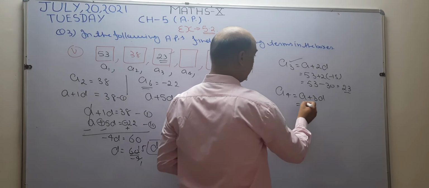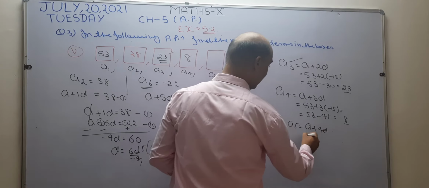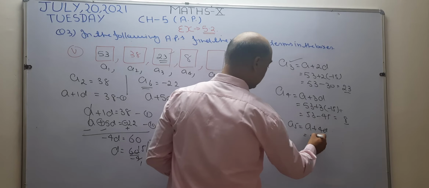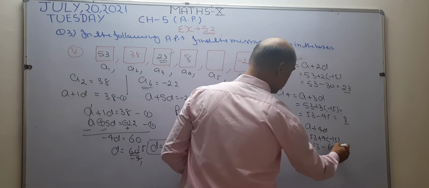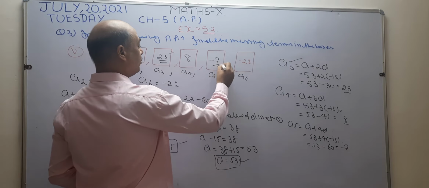Okay. Now the last value we have to check is its fifth term. To find the fifth term, the formula is A plus 4D. The value of A is given as 53, 4, and the value of D is minus 15. 53 plus 4 times minus 15: 4 fifteens are 60. So this becomes minus 7. So the fifth term of the AP is minus 7. So these are the required missing terms of the given AP. I hope it is clear. Okay.